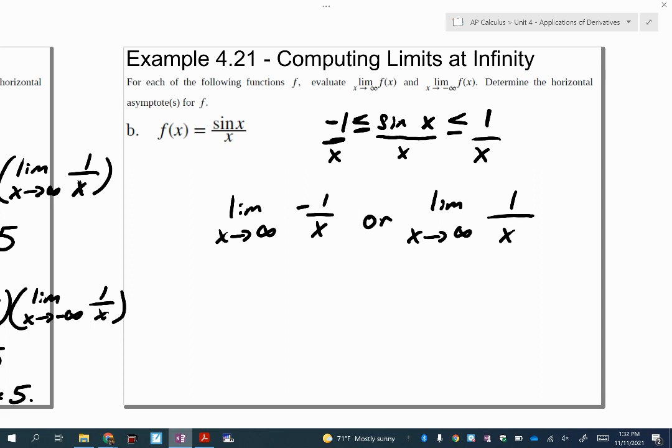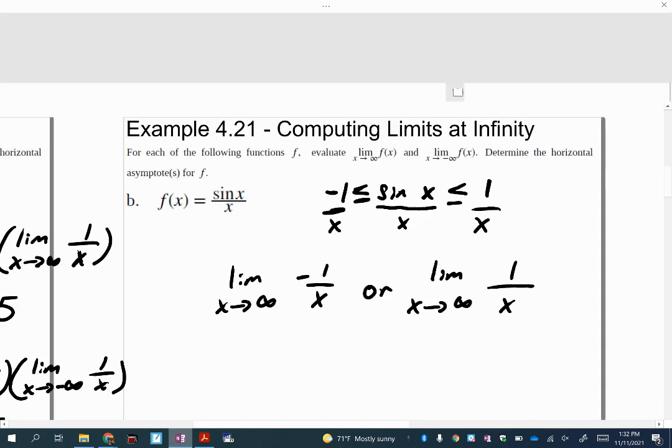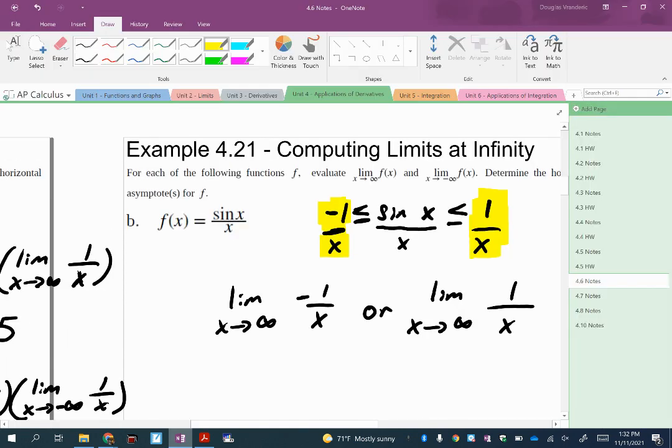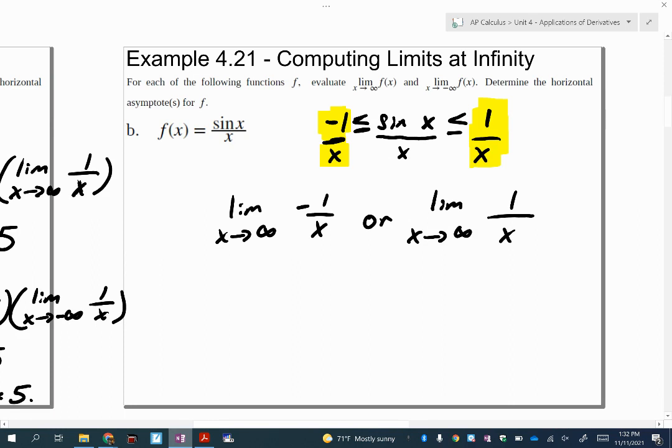So this kind of brings back something we talked about a couple units ago, but this idea is what we call the squeeze theorem. So if the limit of these two on the sides of the actual function we care about are the same, then the value that's in the middle must also have the same limit. So the limit as x approaches plus or minus infinity of sine of x over x is going to be 0.